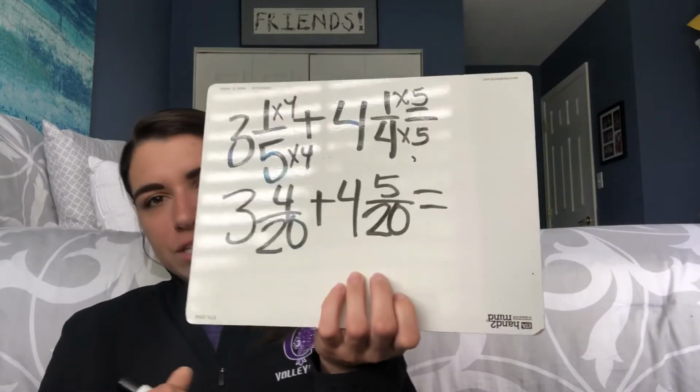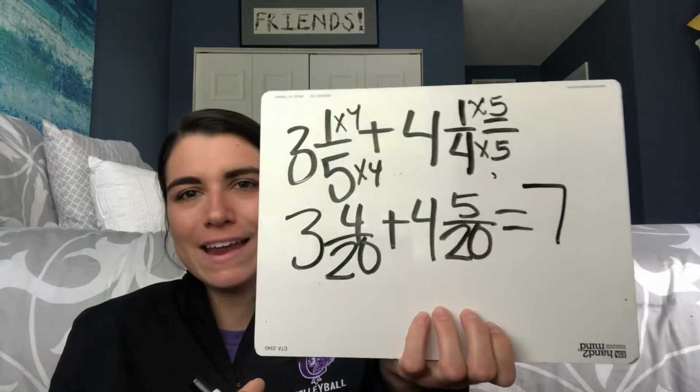All right, and then 3 plus 4 is 7. Oh my gosh, I keep getting the same answers for that. And then 4 plus 5 is 9. And then my denominator is 20.